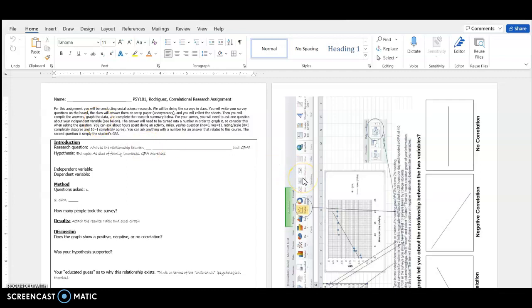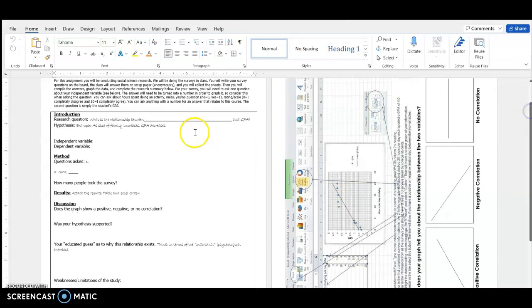Hello, class. So here is the correlational research assignment. I'm going to walk you through it. All right, so here is the research process, right? And here's the research question.